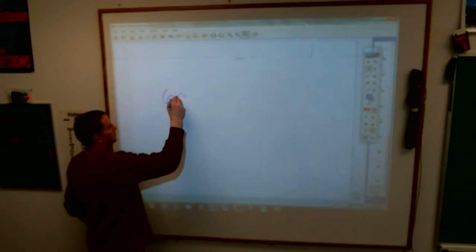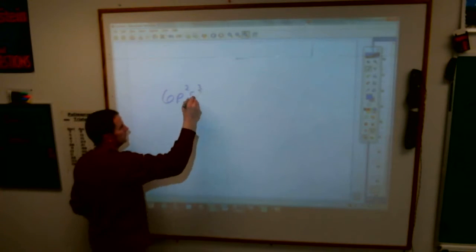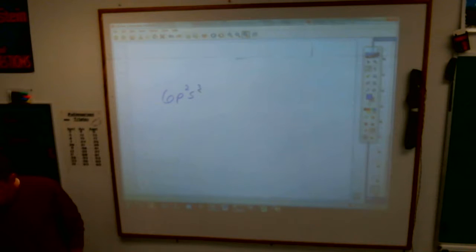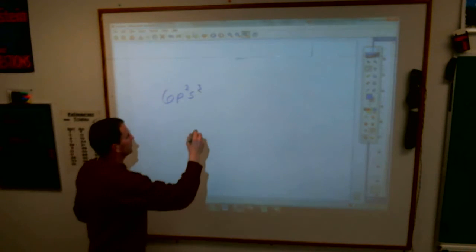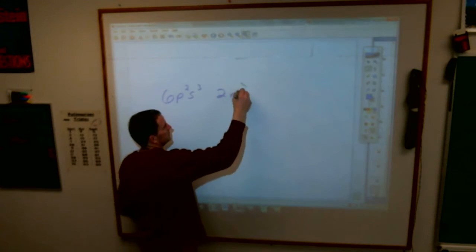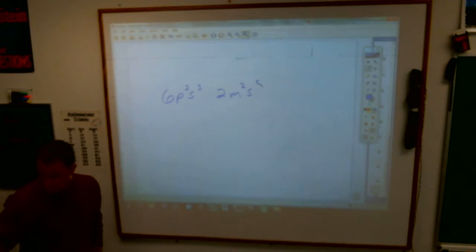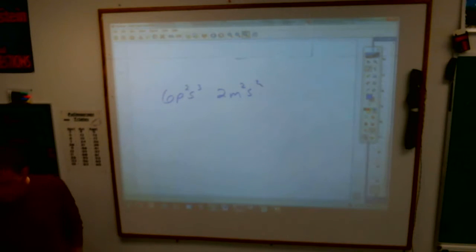Now look at this one. 6p squared s cubed, and the 2m squared s squared, and the 8m to the third p.